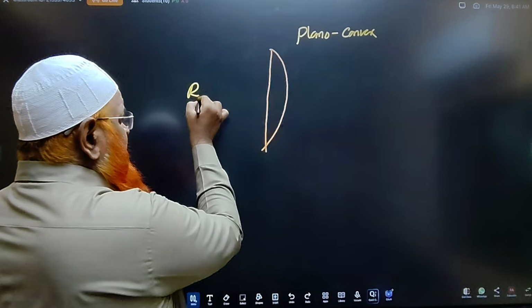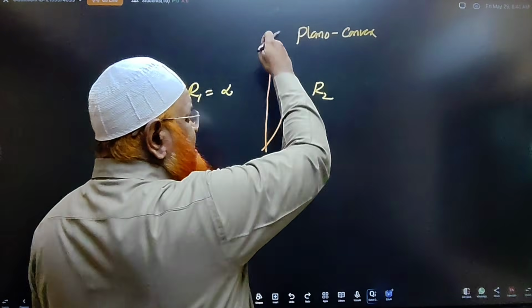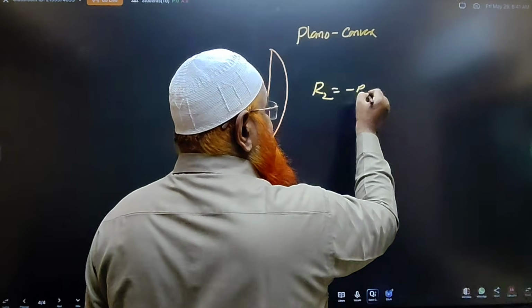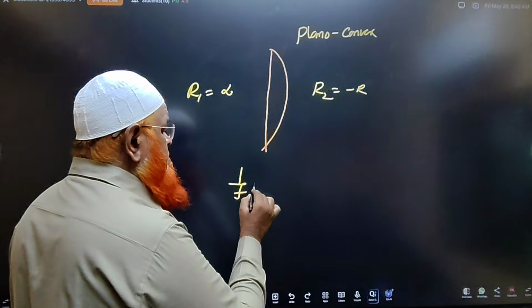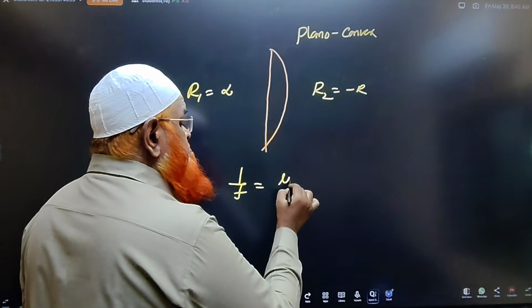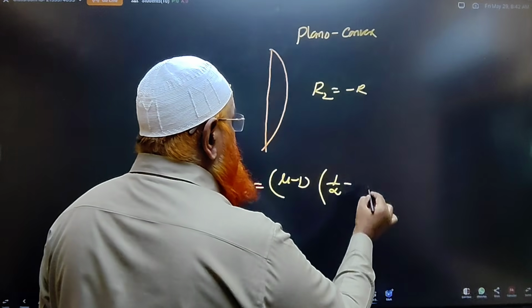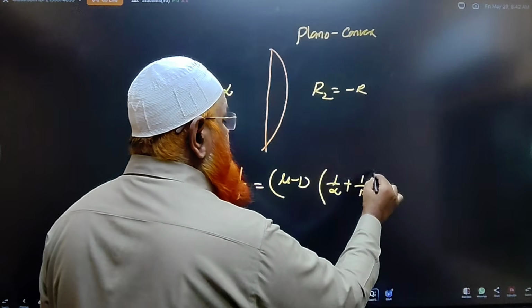So I will take this R1 as infinity, and I will take this R2. This is the curvature whose center is on the left side, so therefore it is taken as minus R. It is taken as minus R here. So we use the same lens maker's formula: 1 by f is equal to mu minus 1 into (1 by R1, which is 1 by infinity, minus of minus 1 by R2), which is nothing but 1 by R, so it is taken as plus here.